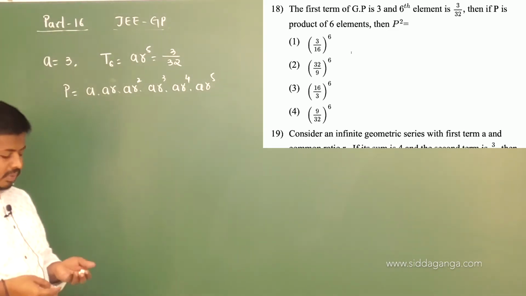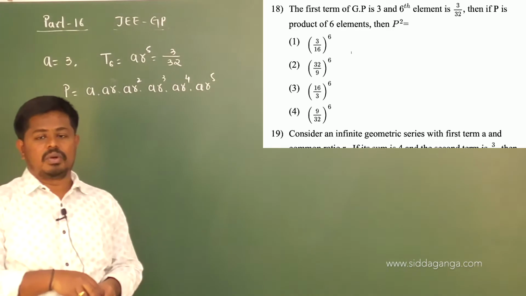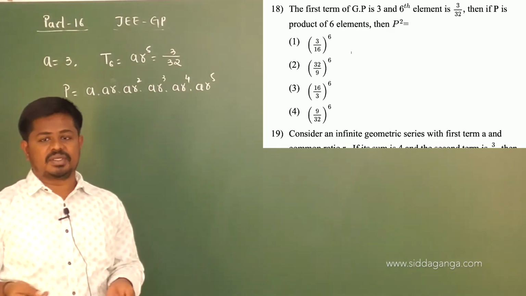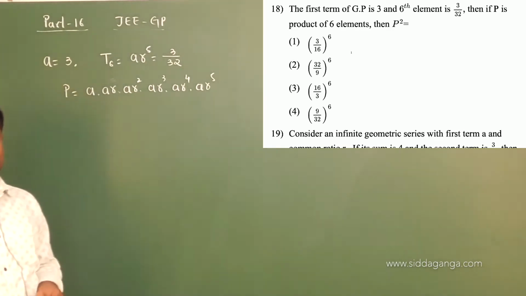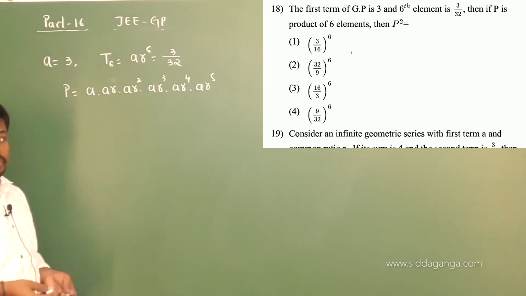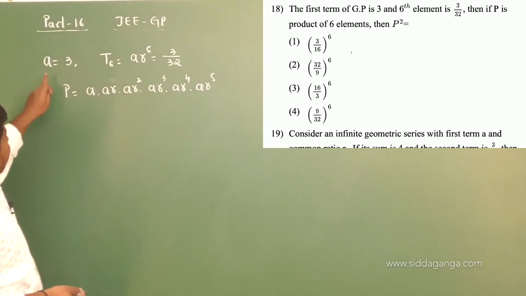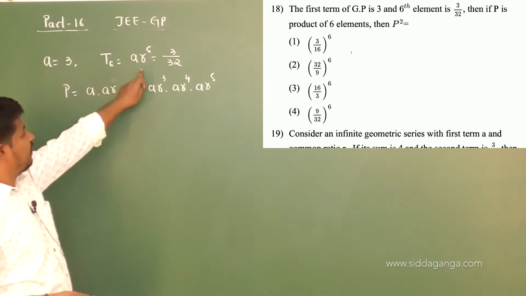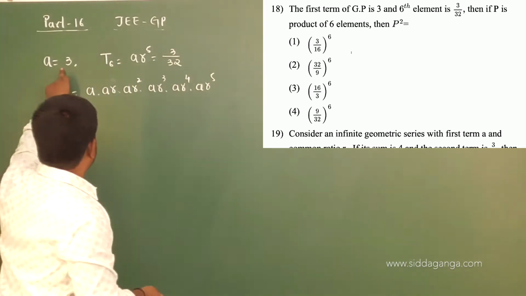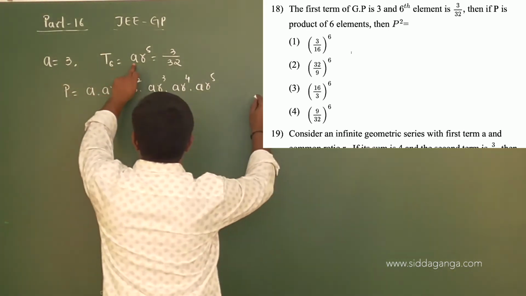So you look at the options. We have options all in terms of 3 by 16 or 32 by, I mean in terms of some numbers, whole power of 6, right? So by using these two conditions, let me find A and R. So A is given, right? 3. What is R then?